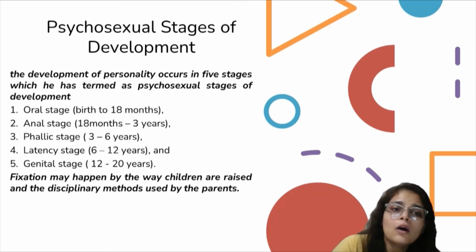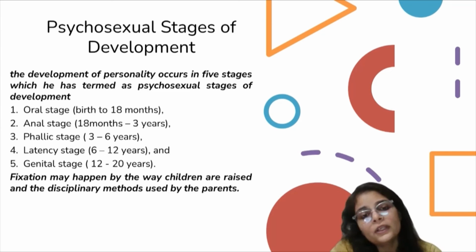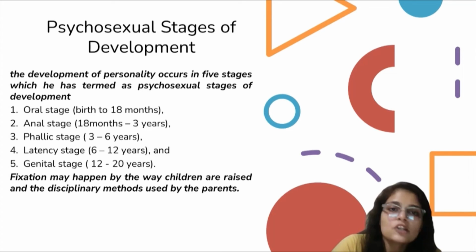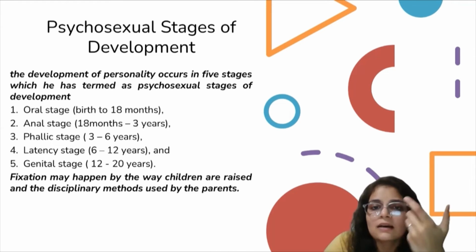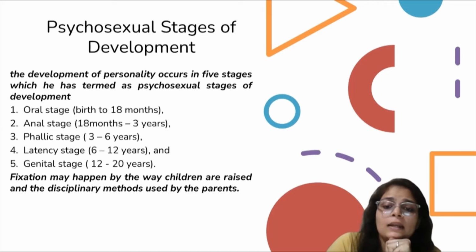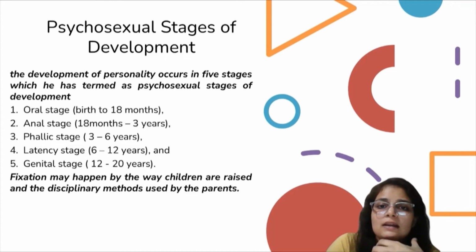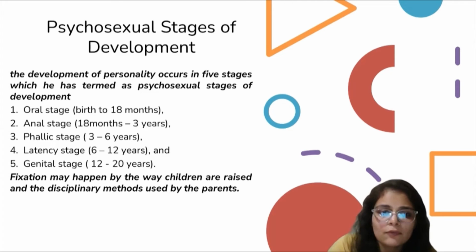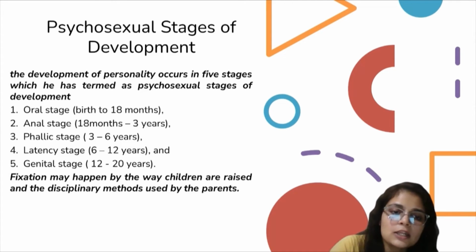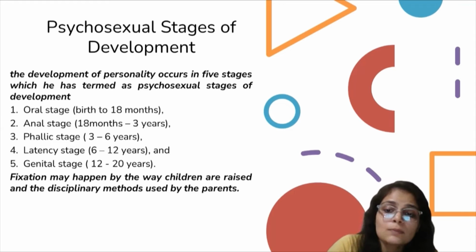Moving ahead, the next stage is the phallic stage, which ranges from 3 to 6 years, and the erogenous zone is the genitals, where a child starts to discover his or her sexuality and also discovers his or her genitals. When they enter the latency stage, all the sexual interest becomes dormant, and when they enter puberty in the genital stage, these sexual interests mature.